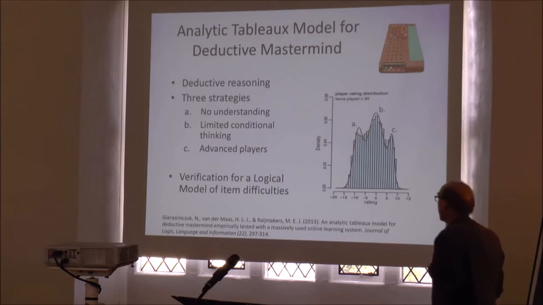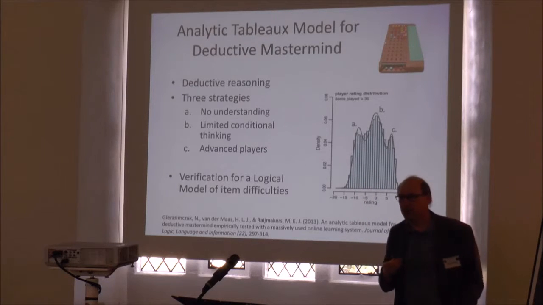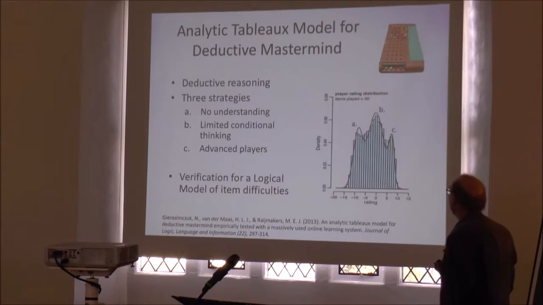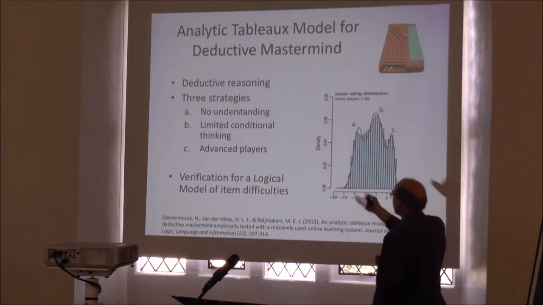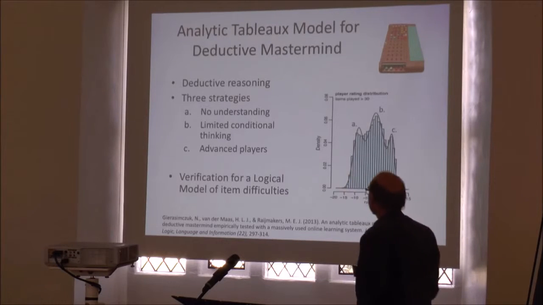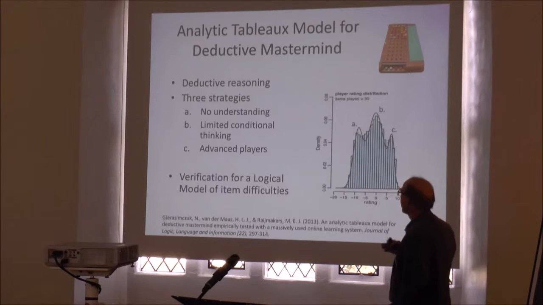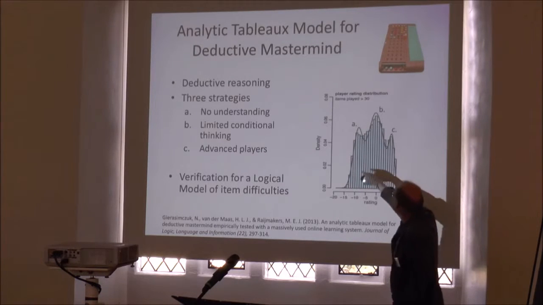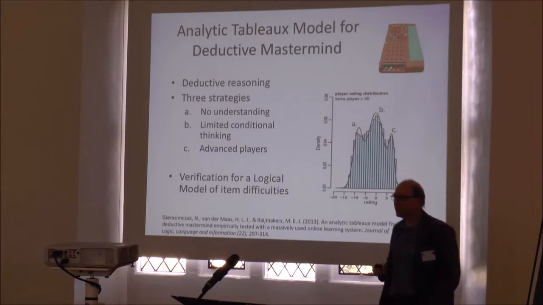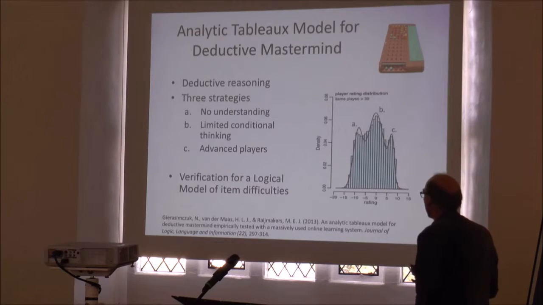And people in the logic department developed a logical model for this task, and we verified this model with our data. We also found out that children use different strategies, or actually two. The first strategy is not really a strategy. It is no understanding at all, so just random answers. But there were two others: one with a limited type of conditional thinking, and then you have the advanced players. And this is the ability distribution, and it's a really nice trimodal distribution. Normally it's not so easy to find multimodality in distributions, but this was a really nice case.